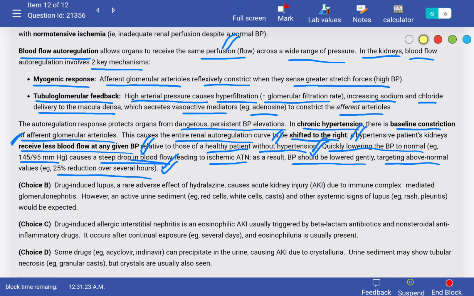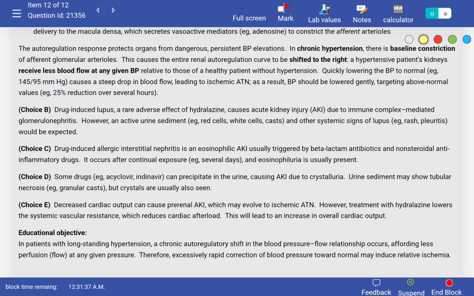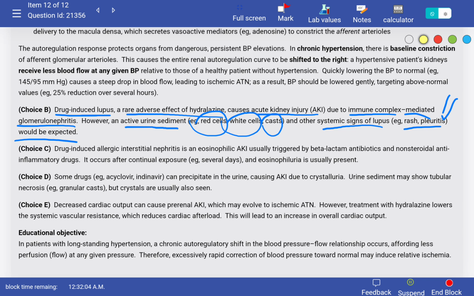So why not option B, in which there is immune complex formation? Drug-induced lupus, a rare adverse effect of hydralazine, causes acute kidney injury due to immune complex mediated glomerulonephritis. However, an active urine sediment, for example red cells, white cells, and casts, and other systemic signs of lupus, like rash and pleuritis, would be expected. This is important. Okay.